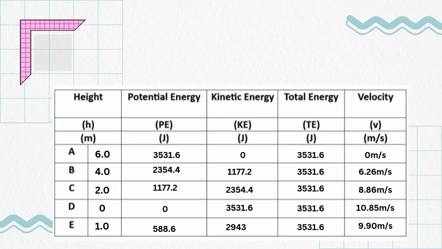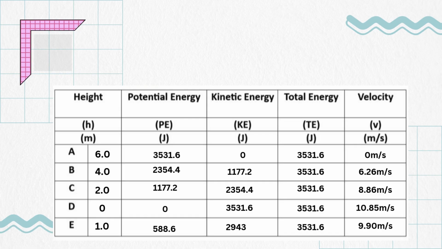4. Point D, height equals 0 m. The object has reached ground level, where its potential energy is 0, and all of it has been converted into kinetic energy, 3531.6 J. The velocity is at its maximum, 10.85 meters per second.